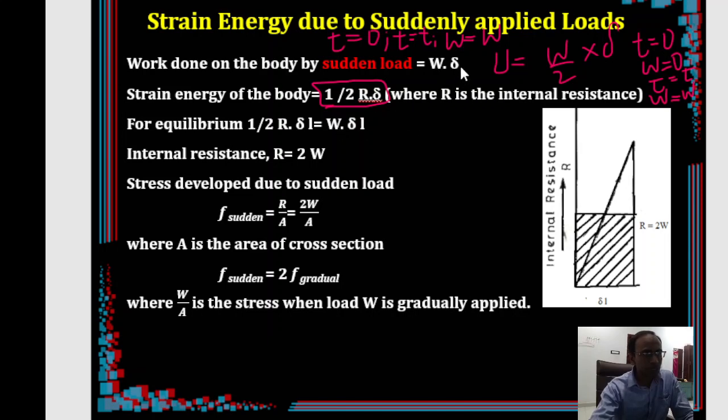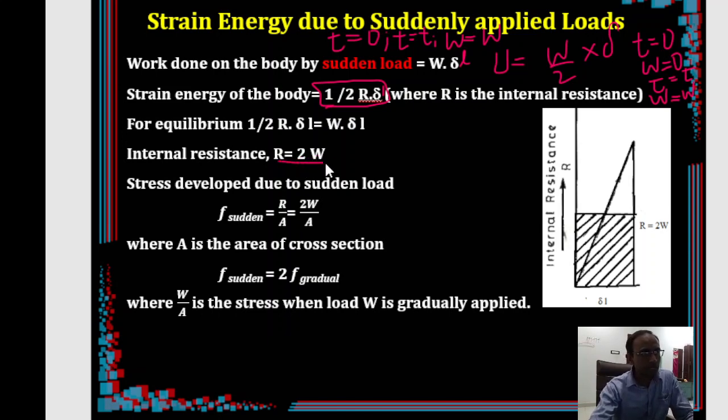So here you can even use delta L, because the change in the length is delta or delta L. So W times delta L is equal to half into R times delta L. Delta or delta L doesn't matter, because the length we have taken is L. So now when you simplify, what you will get is R equal to 2W.